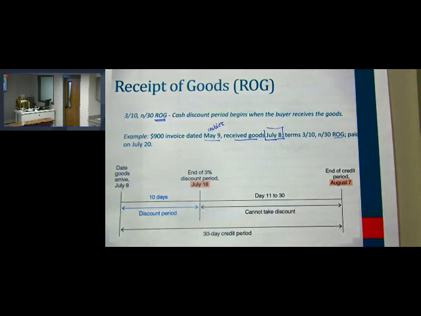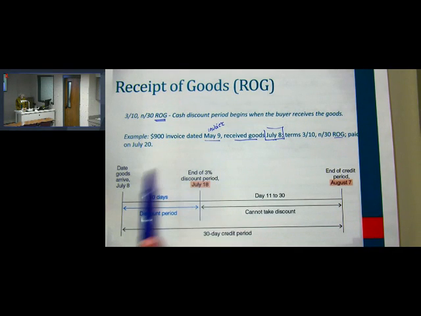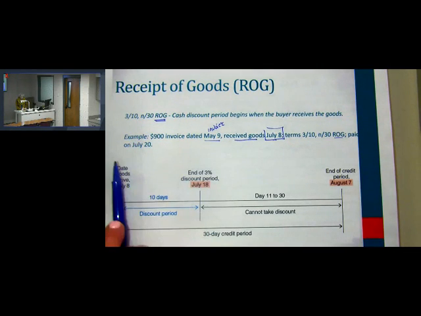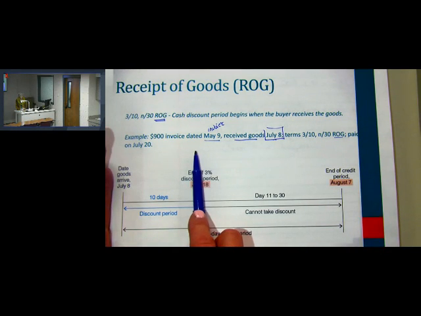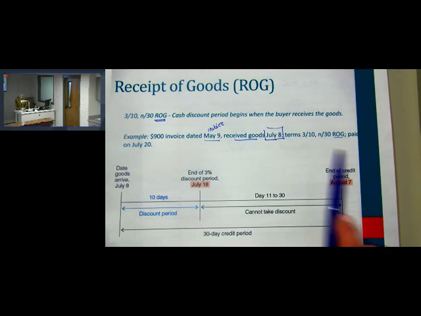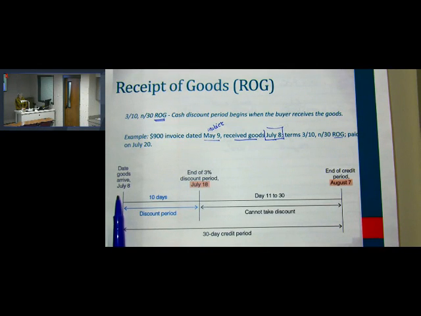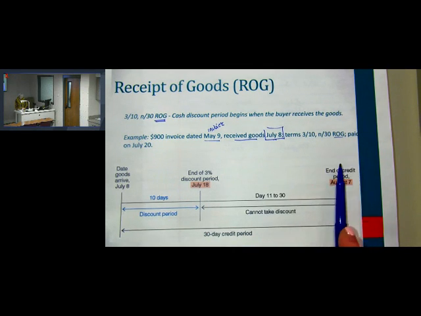So here we go. Notice we started with July 8th as the receipt of goods date. We just ignored the May 8th. So again, based on our terms of trade, we have the first 10 days or until July 18th to make a payment, and if we make a payment within that period of time, we get a 3% discount. If we don't make a payment within that period of time, we have 30 days from the receipt of goods date to make our payment. So 30 days from July 8th is again July 7th. That payment has to be made in full, $900 by this time.